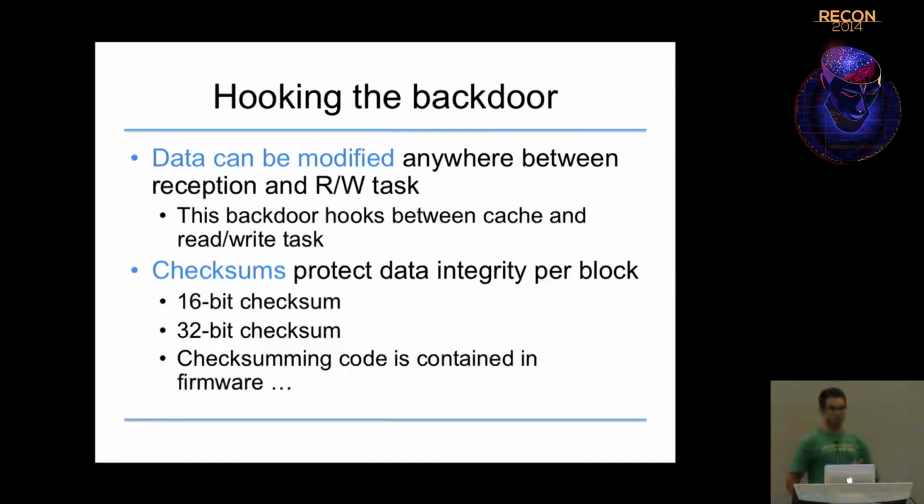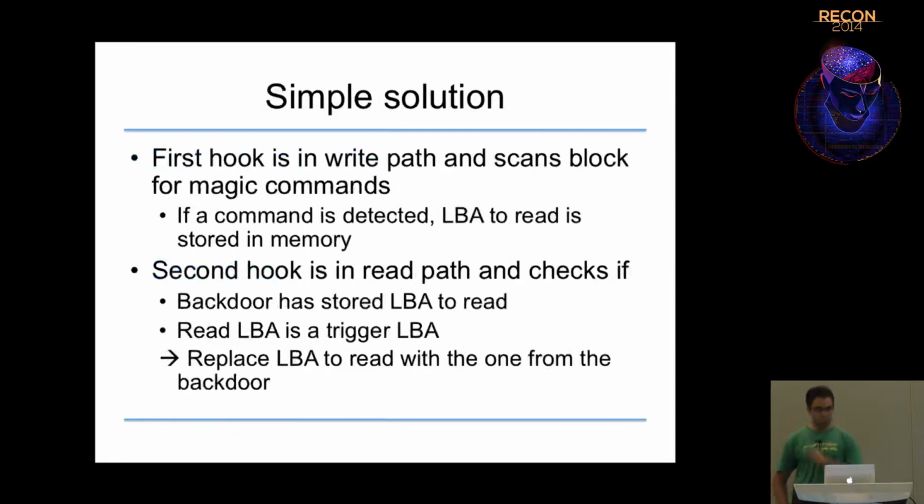Then I wanted to modify some data as it passed through, but this also turned out to be quite tricky because data is protected by checksums. A 16-bit checksum and a 32-bit checksum. Quite a weird design to have two checksums like that. But both were quite weak, and the checksumming code was contained in the firmware, so I was able to reverse them. But finally, I decided on a much simpler solution.